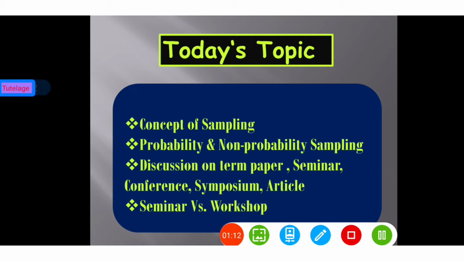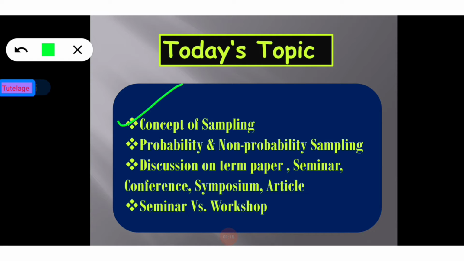So the first concept is the concept of sampling, and we have already told what is the basic meaning of sampling, but today we are going to give a detailed explanation on sampling and types of sampling. And now going to the second topic, that is probability and non-probability sampling, and we have already told sampling is of two types, probability and non-probability. And now going to the third and fourth concepts, that is discussion on term paper, seminar, workshop, difference between seminar and workshop, etc. So let's begin the session and move on to the main slide.